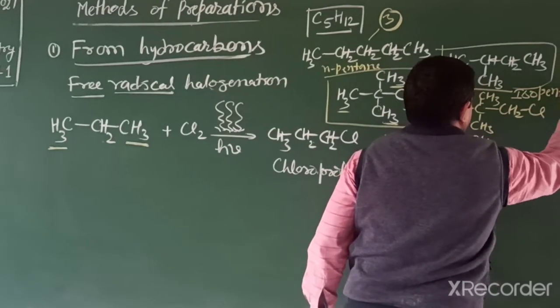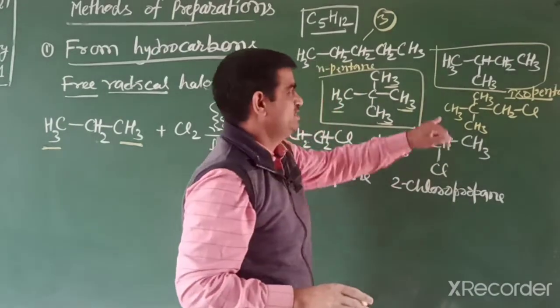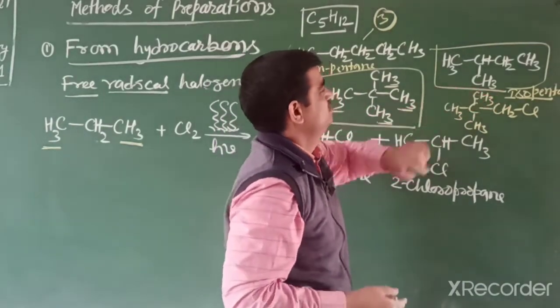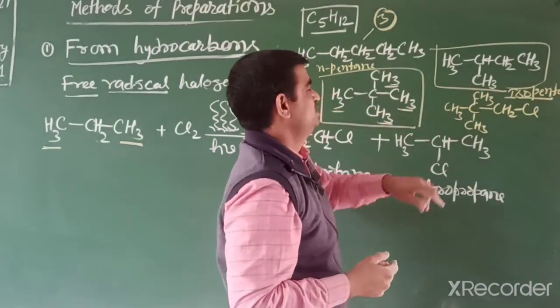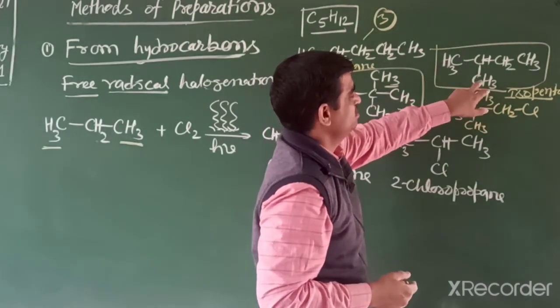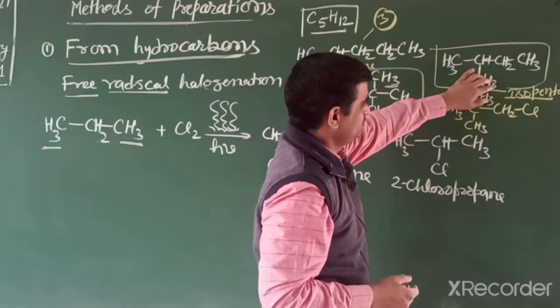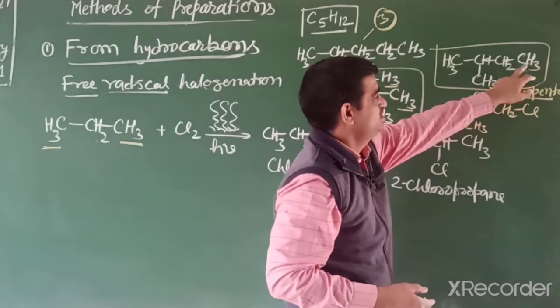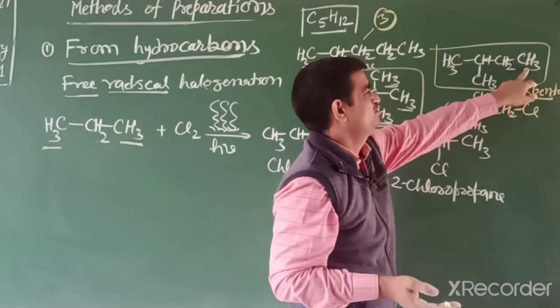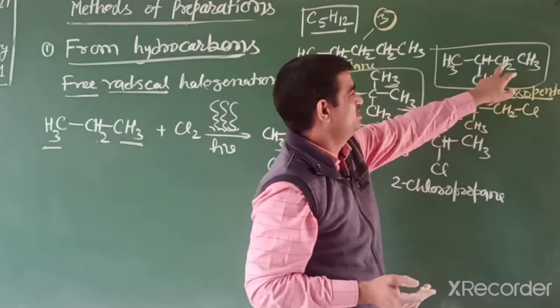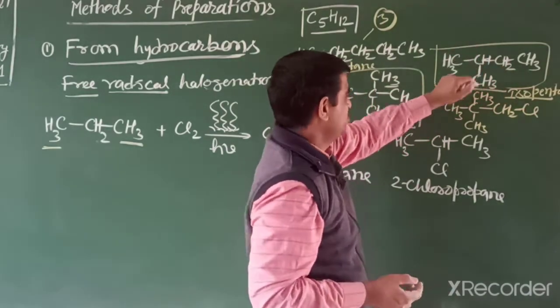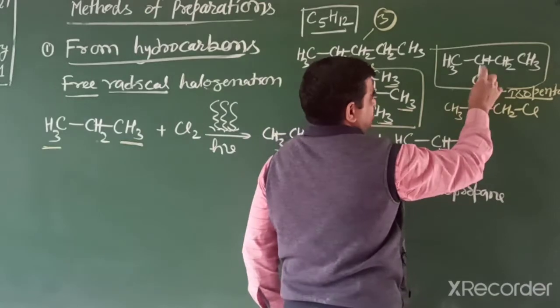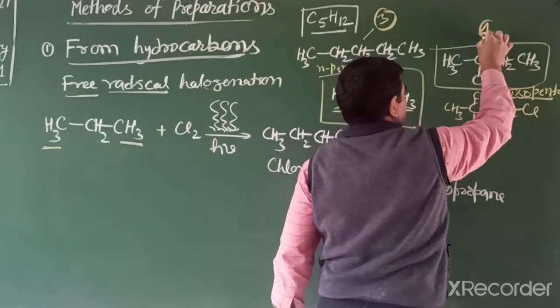In this isopentane, how many types of hydrogen are there? There are different types. These 6 are similar, the CH3 groups. This 3 is different, students. You get a different product. This 2 is also different and this 1 is also different. So by this isomer, we get 4 different types of product.